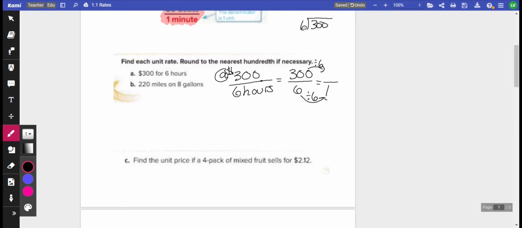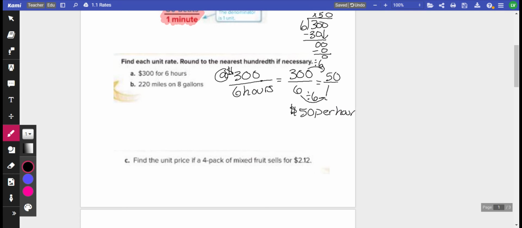300 divided by 6. 6 cannot go into 3, but 6 can go into 30, 5 times. 6 times 5 is 30. Subtract, and 0, and bring down the 0. 6 can go into 0, 0 times. Subtract 0. Well, that means that my answer is going to be 50. So this means that my unit rate is $50 per hour.